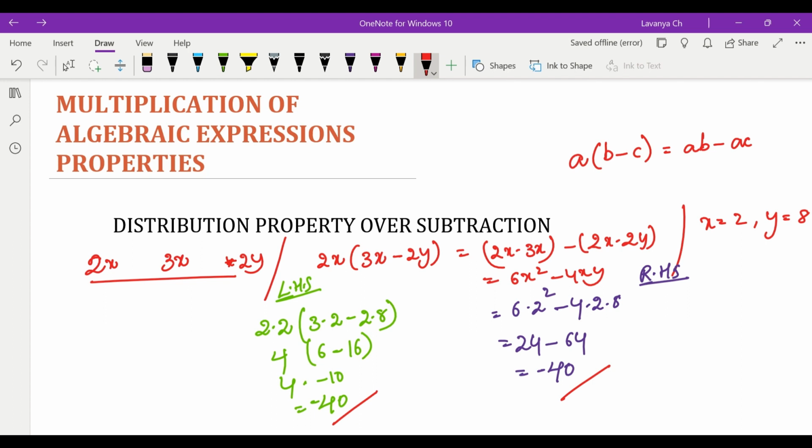So in this video, we have covered how to multiply two monomials, a monomial with a binomial, and two binomials, and we also checked whether the properties of closure, commutative, associative, and distributive are applicable for algebraic expressions or not.